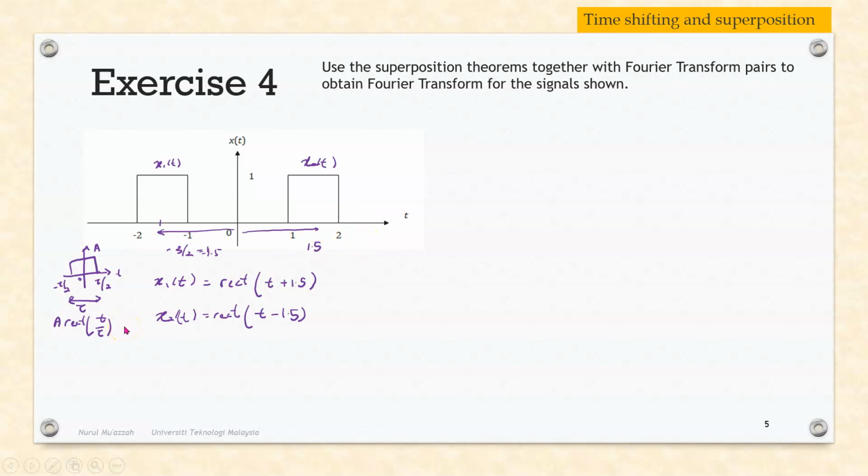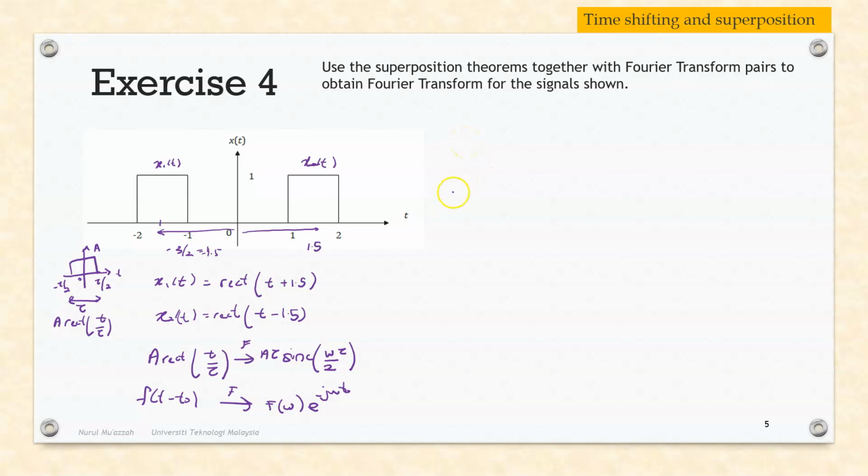Okay, and from the table given in the list of formula, we know that a rect(t/tau) will give you the Fourier transform of A tau sinc(omega tau over 2). And then you will need to use the time shifting property as well. So this one is f(t minus t naught), and the Fourier transform here is F(omega) exponent negative j omega t naught.